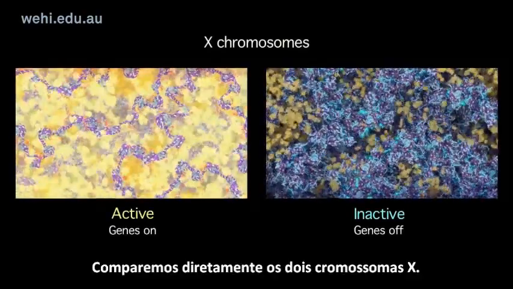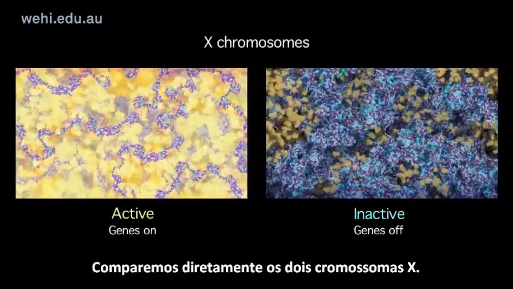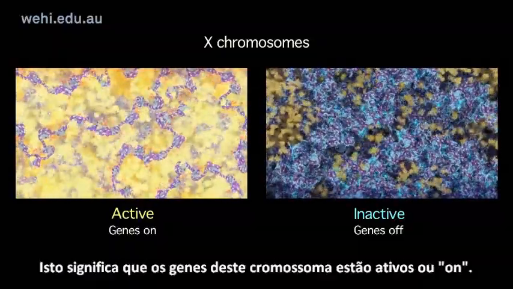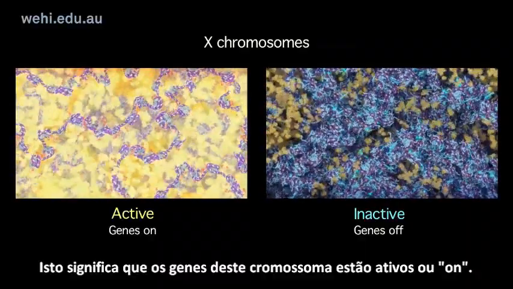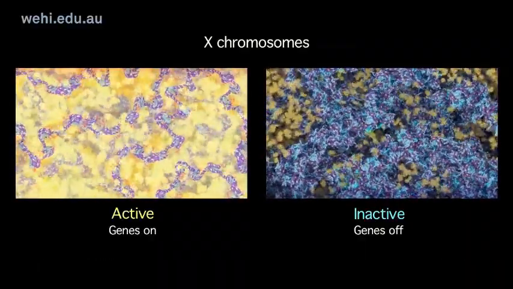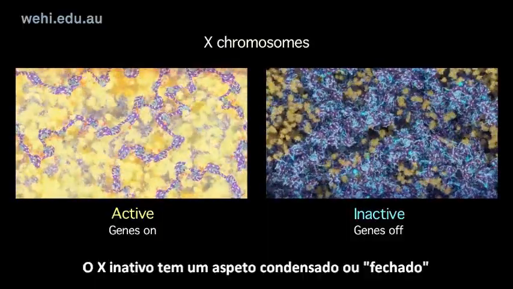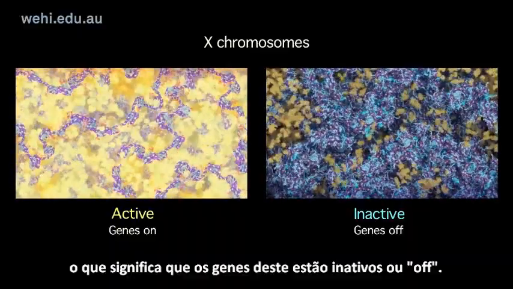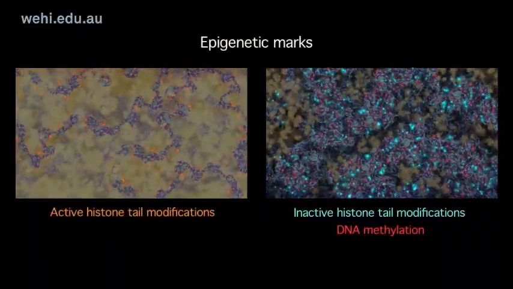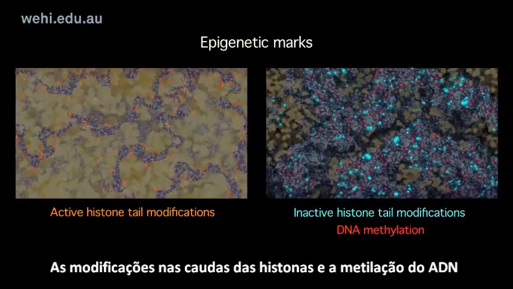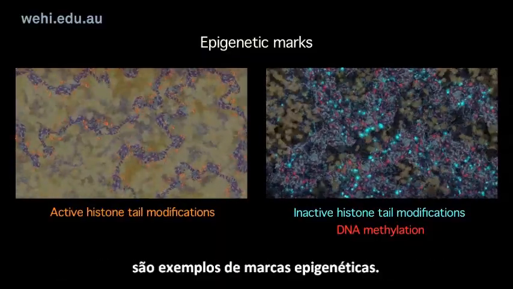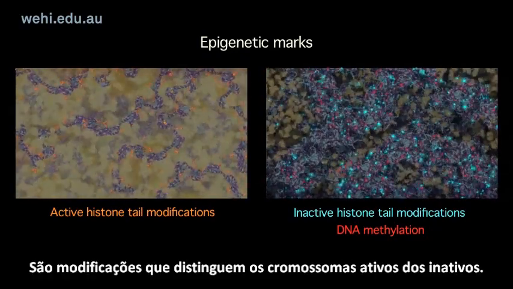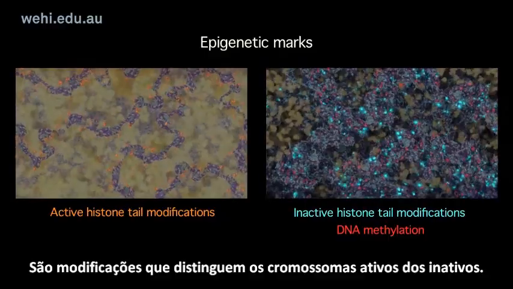So let's compare the two X chromosomes directly. The active X has a dispersed or open appearance. This means the genes on this chromosome are active or on. The inactive X has a condensed or closed appearance, meaning that the genes on this chromosome are inactive or off. Histone tail modifications and DNA methylation are examples of epigenetic marks, modifications that distinguish between the active and inactive chromosomes.